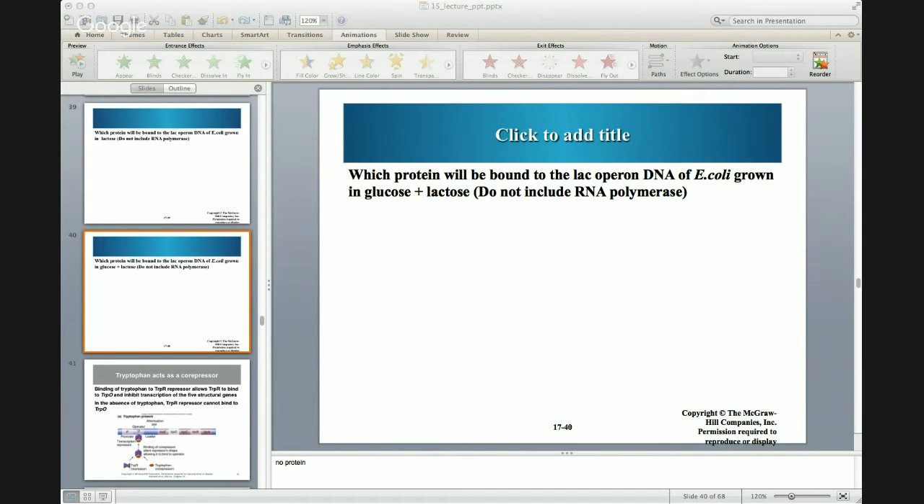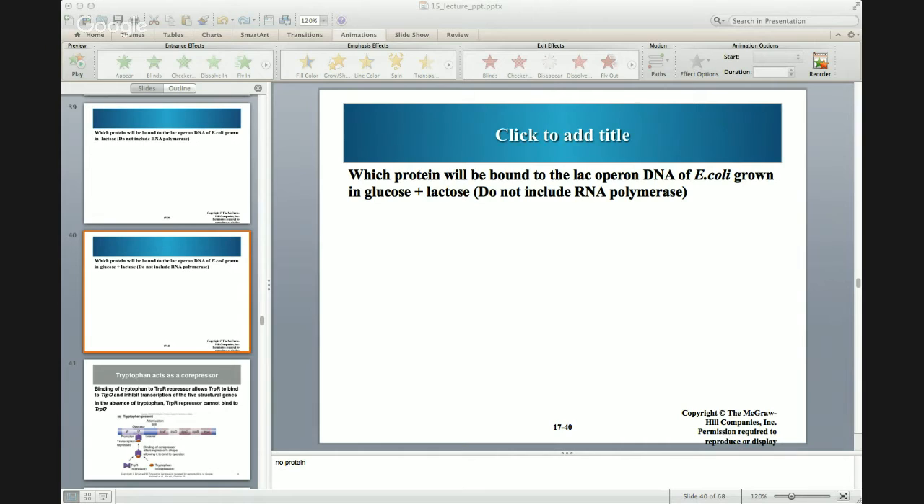Okay, so if both glucose and lactose are present, no protein will be bound to the lac operon. Because number one, if lactose is present, we know lactose will bind to the repressor protein, and that will prevent the repressor from binding to the operator site. If glucose is present, then the cyclic AMP-CRP complex cannot be formed, and hence that will not be bound to the lac operon. So the correct answer is no protein will be bound if both lactose and glucose are present.